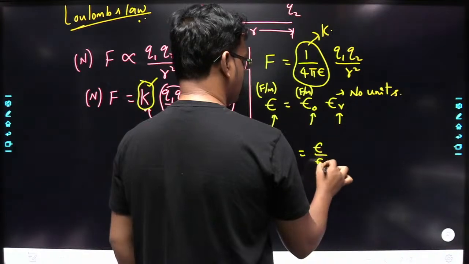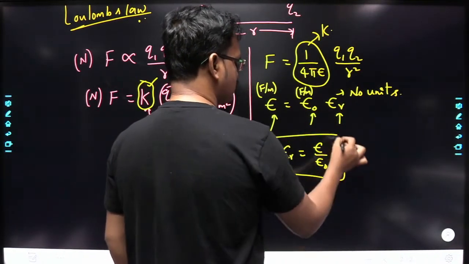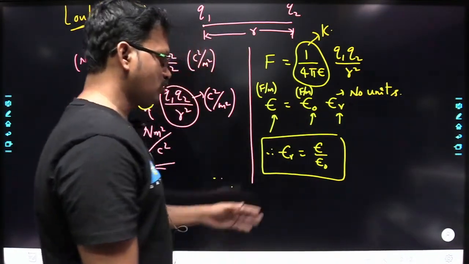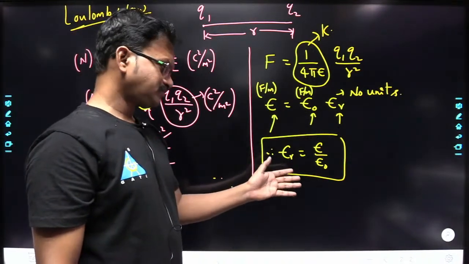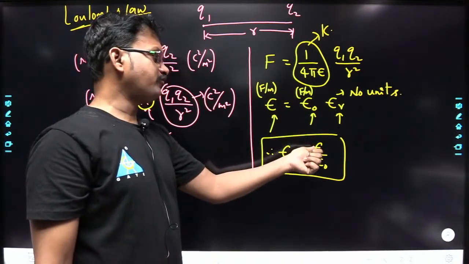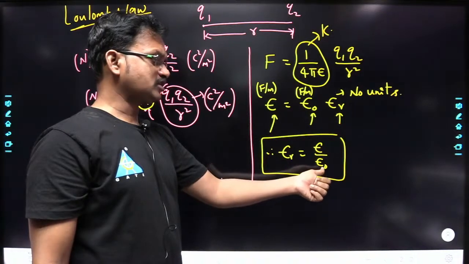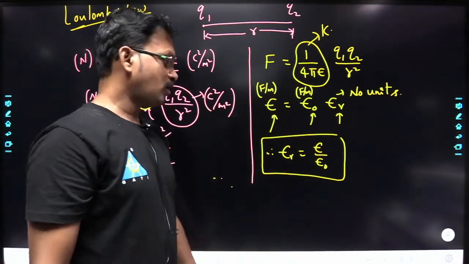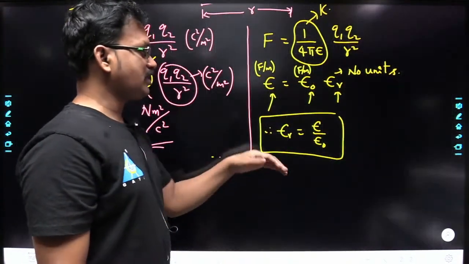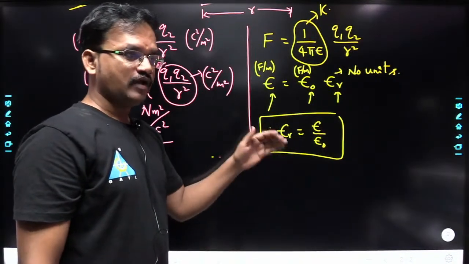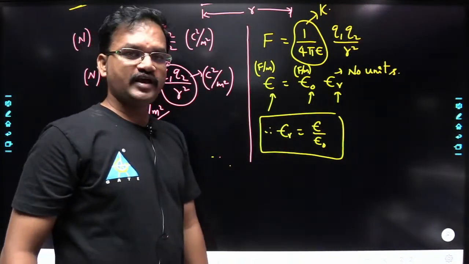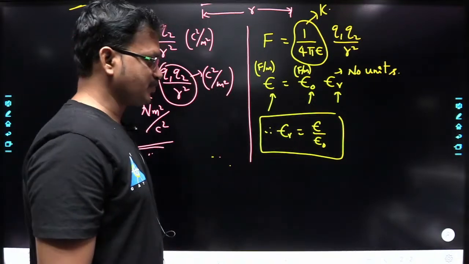Therefore here you can write epsilon R is equal to epsilon by epsilon naught. So what do you mean by relative permittivity here? It is a measure of the permittivity of any medium with respect to the permittivity of free space. Here you are measuring the permittivity of any medium with respect to the permittivity of free space. Right.